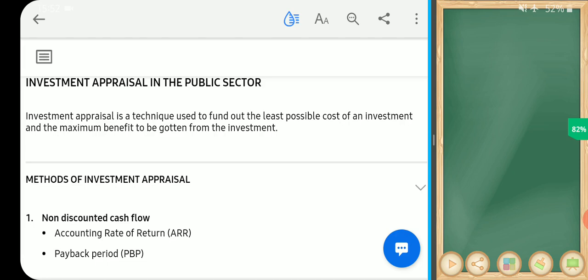And you cannot just do this by looking at the investment at a glance. There are some certain calculations that you have to do for you to know which one will be more profitable, which investment you should embark upon, and which investment you should avoid. So having said that, we'll go to the methods of investment appraisal.